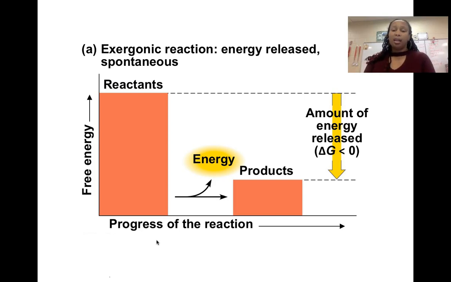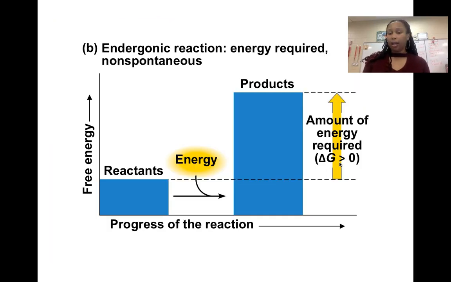So let's look at this diagram that is showing an exergonic reaction. So here are my reactants. This is the amount of free energy available in the reactants. Energy is released as this is catabolized, and I'm going to end up with products that have less free energy than my reactants did. So through this catabolic, exergonic, energy releasing, spontaneous process, there is a change that is negative. This is a downhill reaction. The negative change makes delta G, the change in free energy, less than 0.